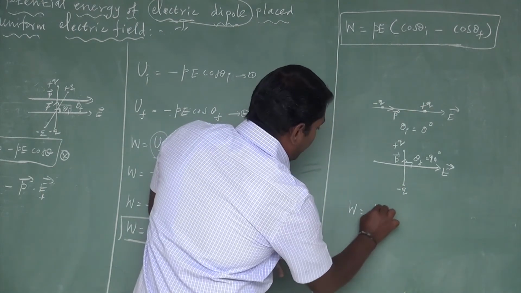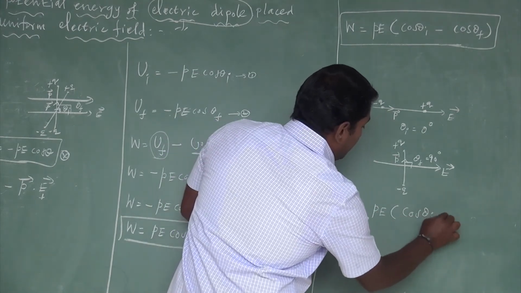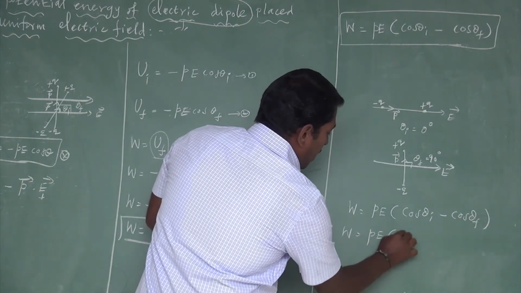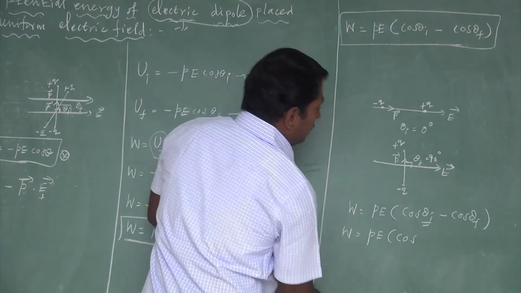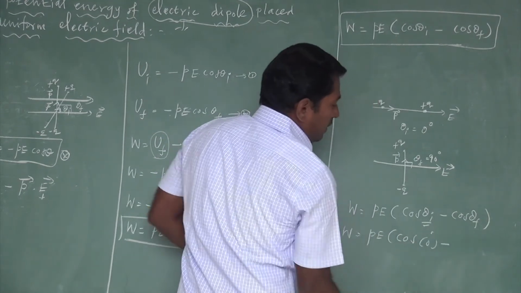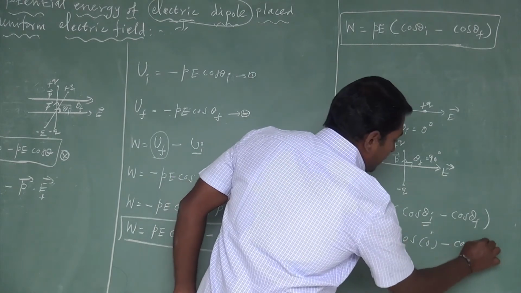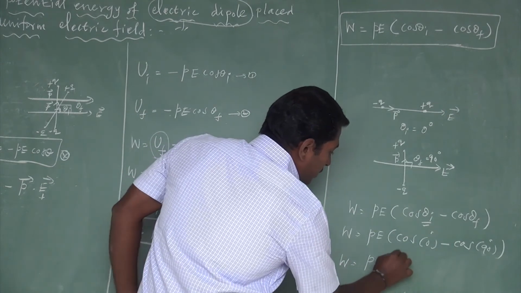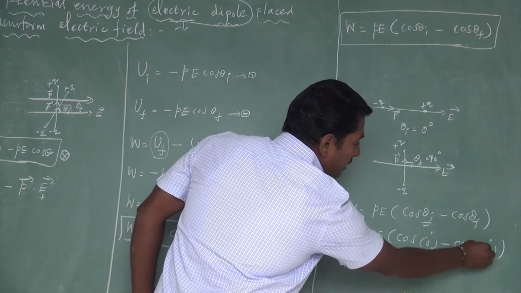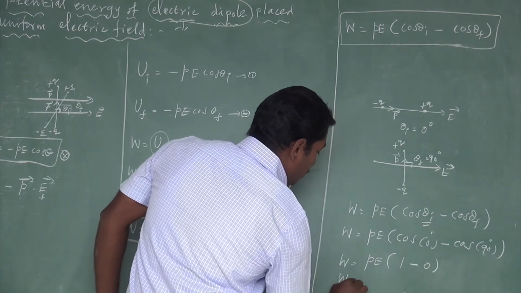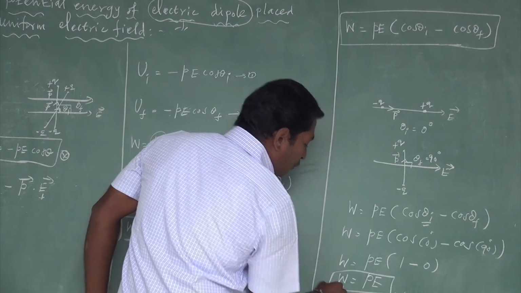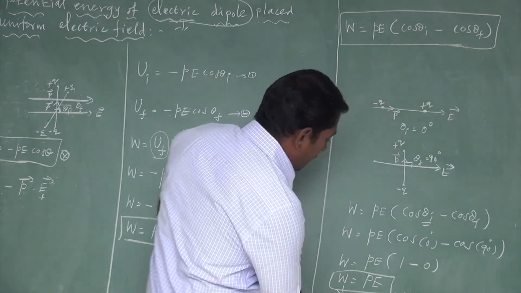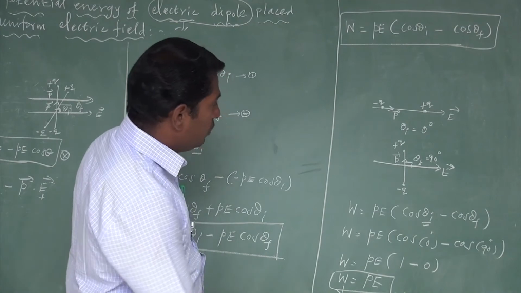W is equal to PE cos theta I minus cos theta F. So W is equal to PE cos initial angle 0 degree minus cos final angle 90 degree. W is equal to PE cos 0 value 1 minus cos 90 value 0. So W is equal to PE. This is amount of work done required to rotating an electric dipole from axis parallel to axis perpendicular. W is equal to PE.